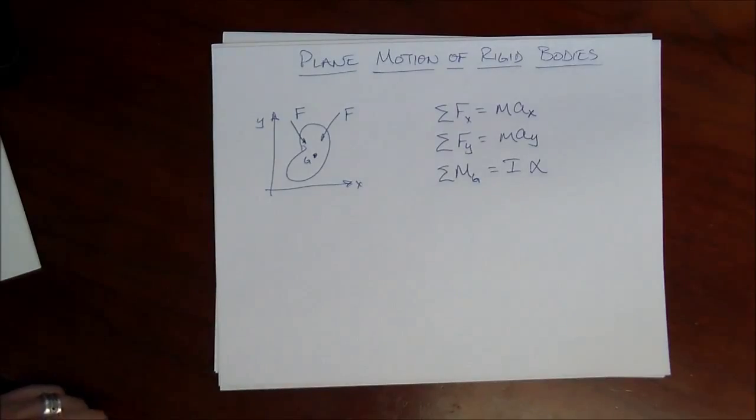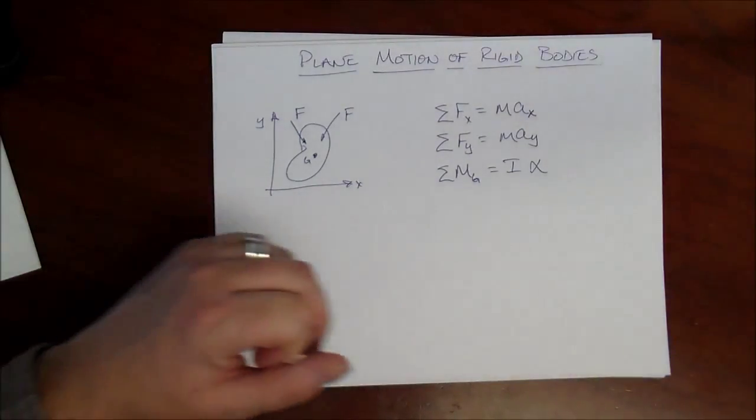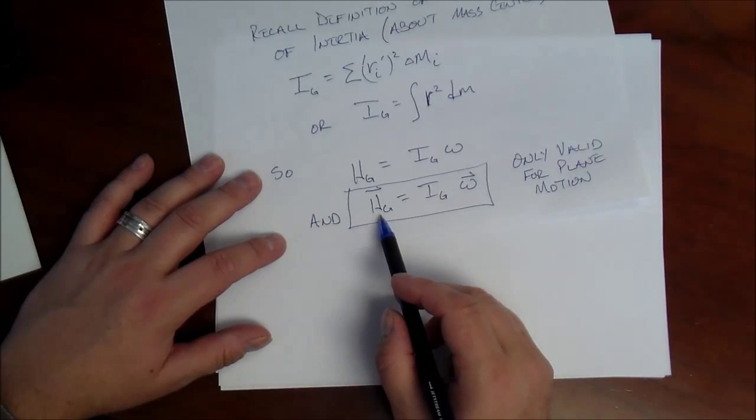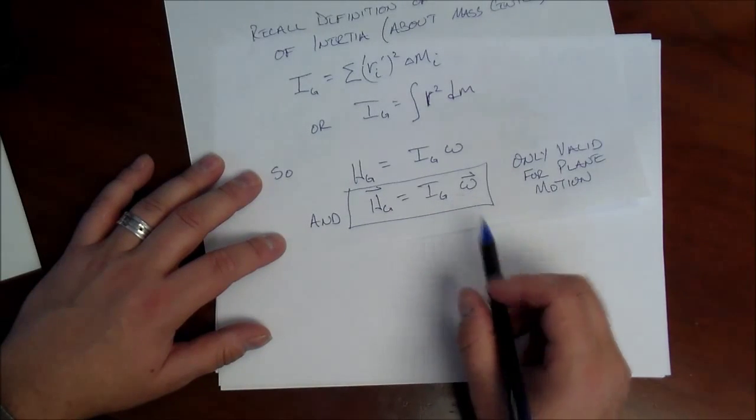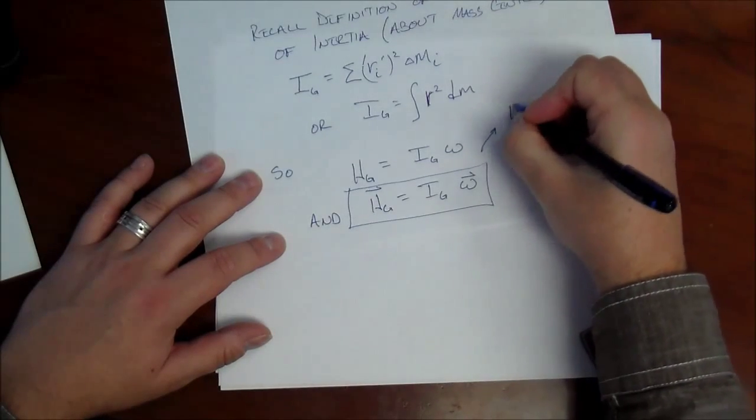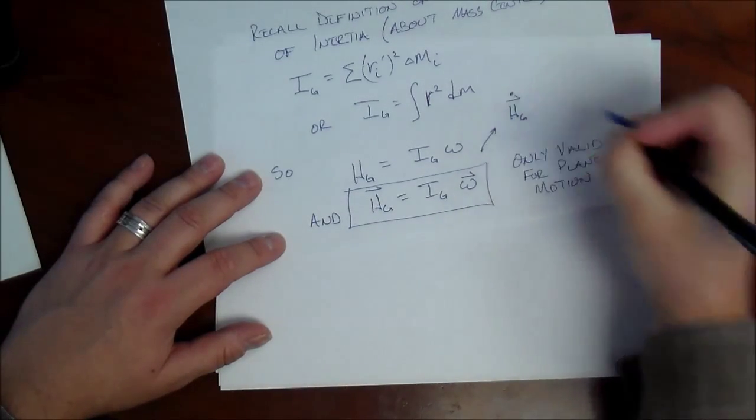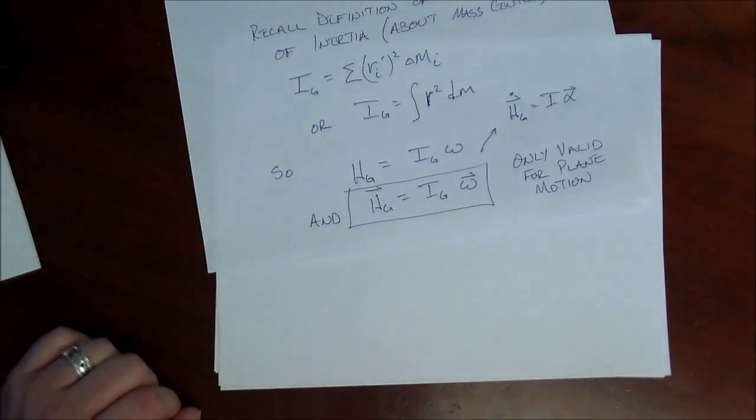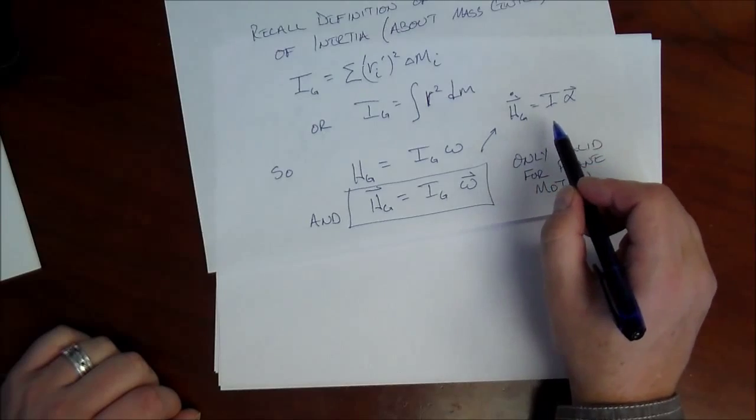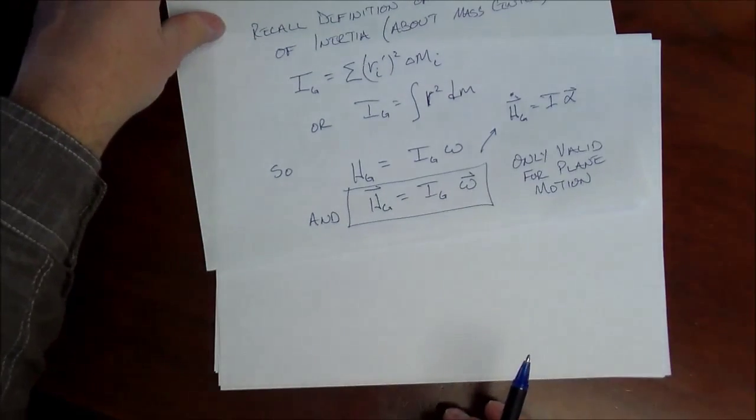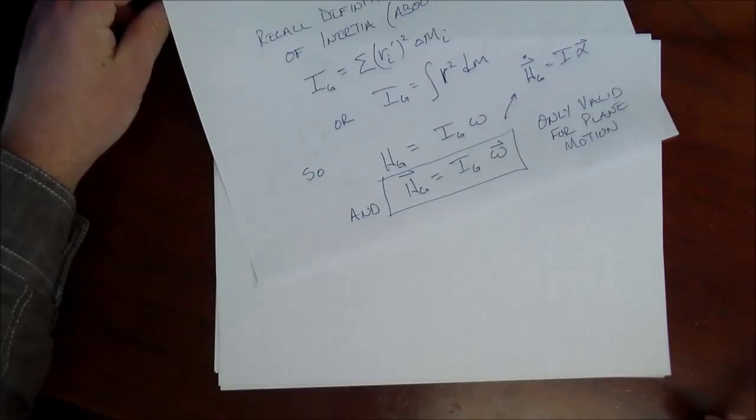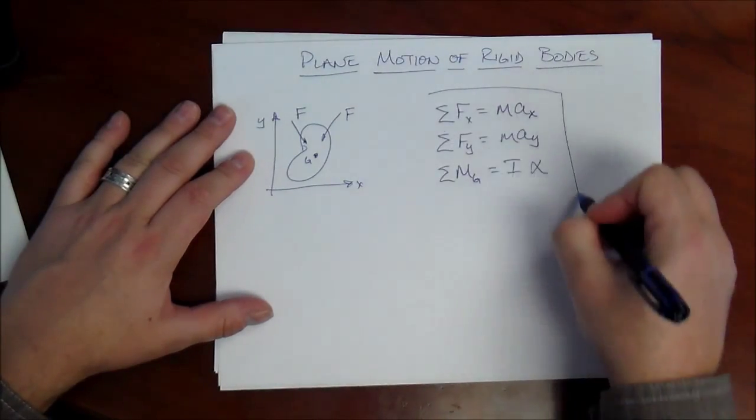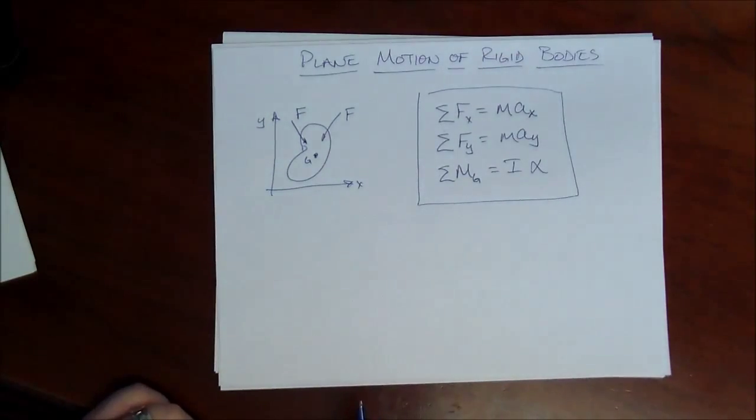I think I forgot to point out from our previous slide, if the angular momentum is equal to I times omega, then the time rate of change of that will be equal to I times alpha. And remember, this is the equation of motion that we had previously for general 3D motion. So, these are the equations of motion for a rigid body undergoing plane motion.